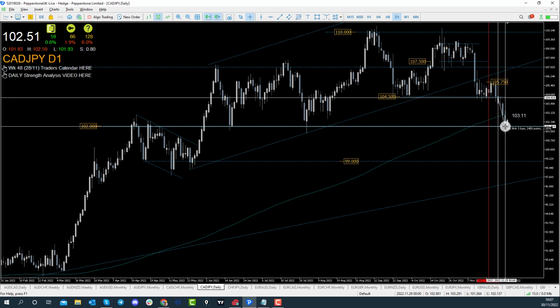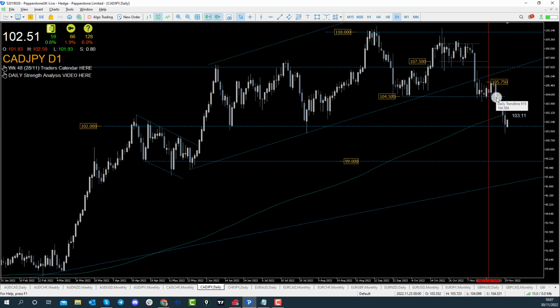So the 250 pip target for us there, and if you did trade that move through there, you would have benefited from it quite nicely. Now price is at the 102, so we need to really start sitting on our hands here and wait to see how price reacts. Is this an area where sellers are going to start taking profits?